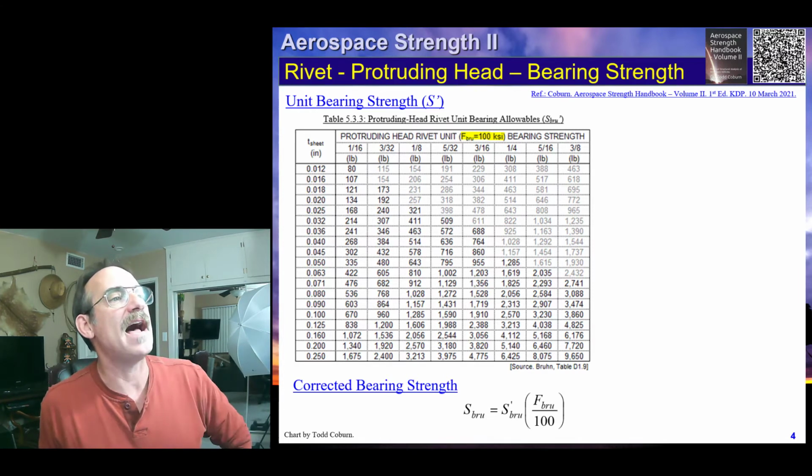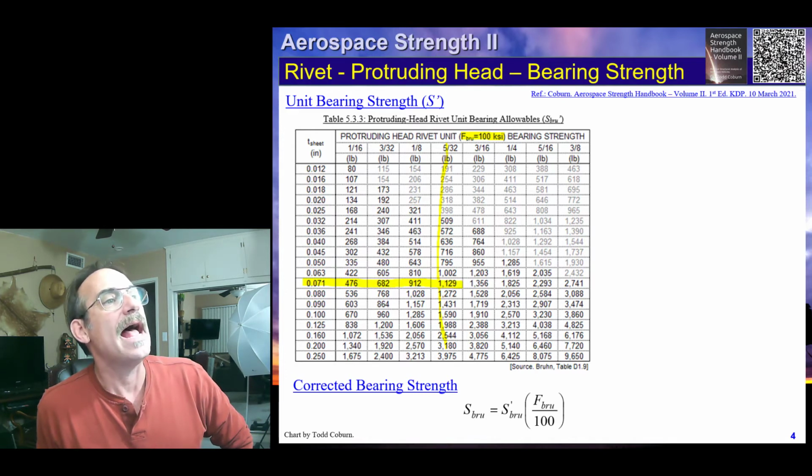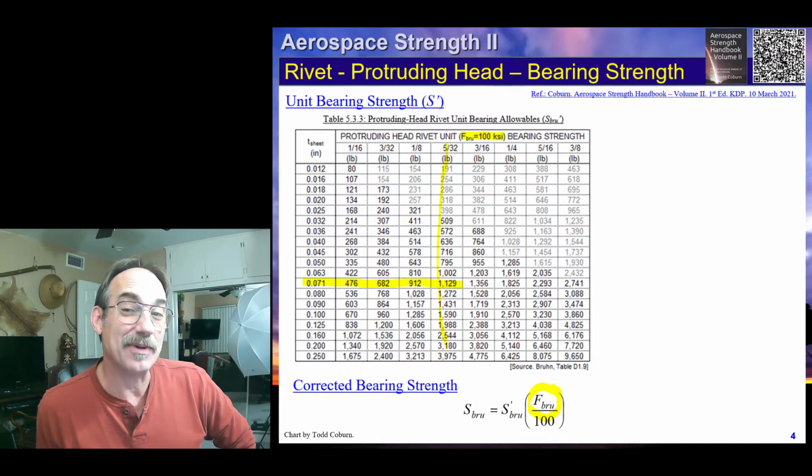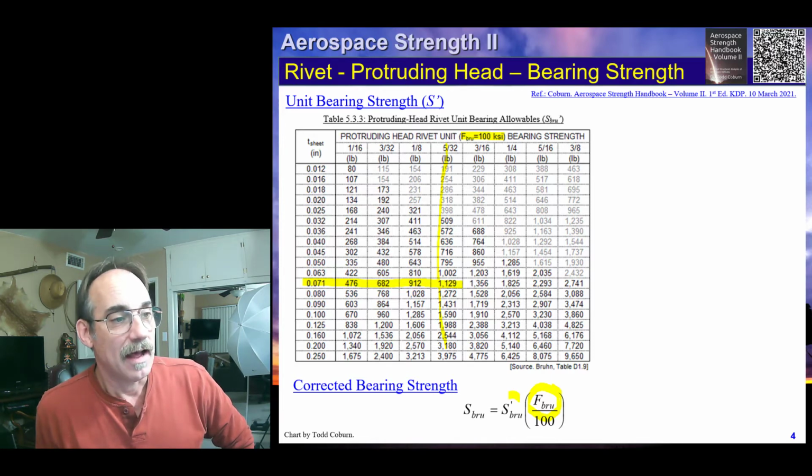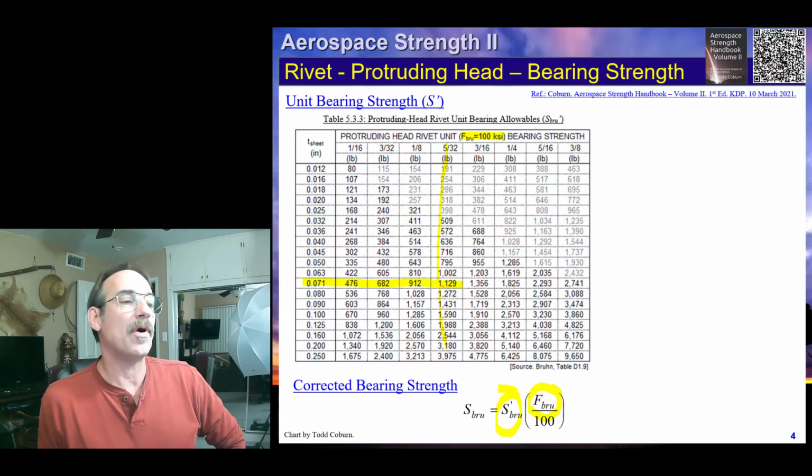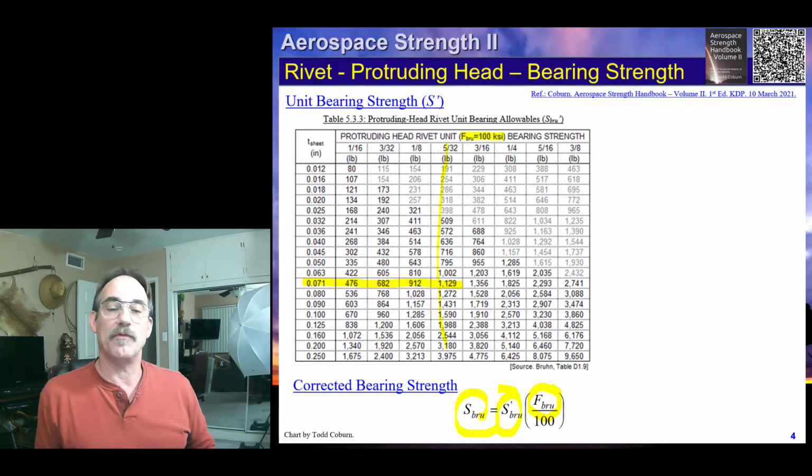So what we'll do is we'll first come to this table. Let's say we have a 5/32 rivet in .071 sheet. That means our SBRU prime, once again I'm going to use a prime value to say we haven't adjusted it yet from the unit bearing value, is 1129. Then we will go look up for whatever sheet material we have our FBRU. We will place that value in the units of KSI, divide it by 100, and then multiply it by our SBRU prime, and that will give us our bearing allowable for the rivet.